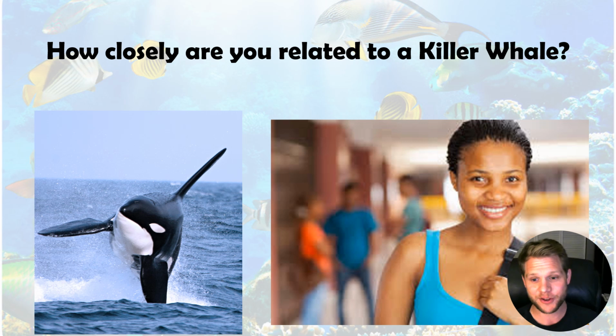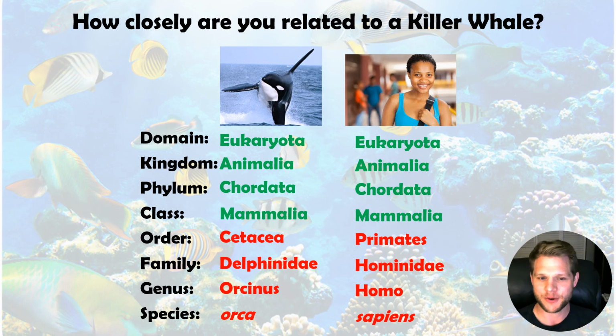How about you? How closely related are you to a killer whale? Take a second, see if you can come up with an answer, and I'll tell you on the next slide. So you differ at the order level with killer whales. You are both mammals, Mammalia, but you are, as a human, a member of the primate order. Whales, of course, are Cetacea.